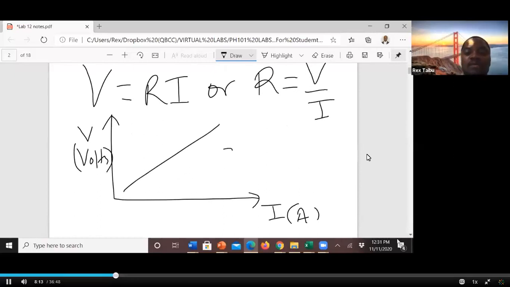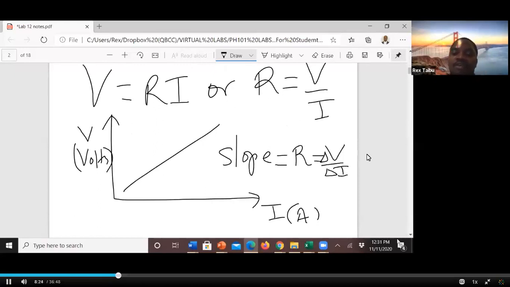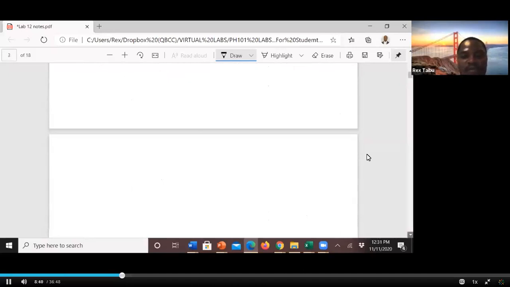And the slope of the graph goes to resistance, because it's change in voltage over change in current. So the slope is actually equal to the resistance. If you have a slope here, this would be rise, this would be your run, and the rise is actually delta V. Let me just do this a little bit more carefully.